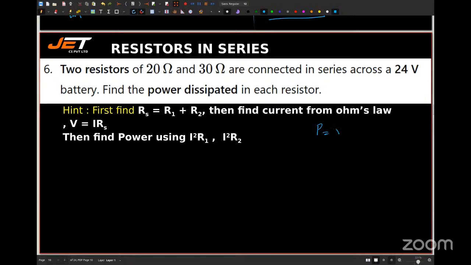Power is given as V into I. But from Ohm's law, what do we know? V equals IR, right? So if we substitute IR in place of V, we get IR into I, which can be written as P equals I square R. So power can also be written as I square R.